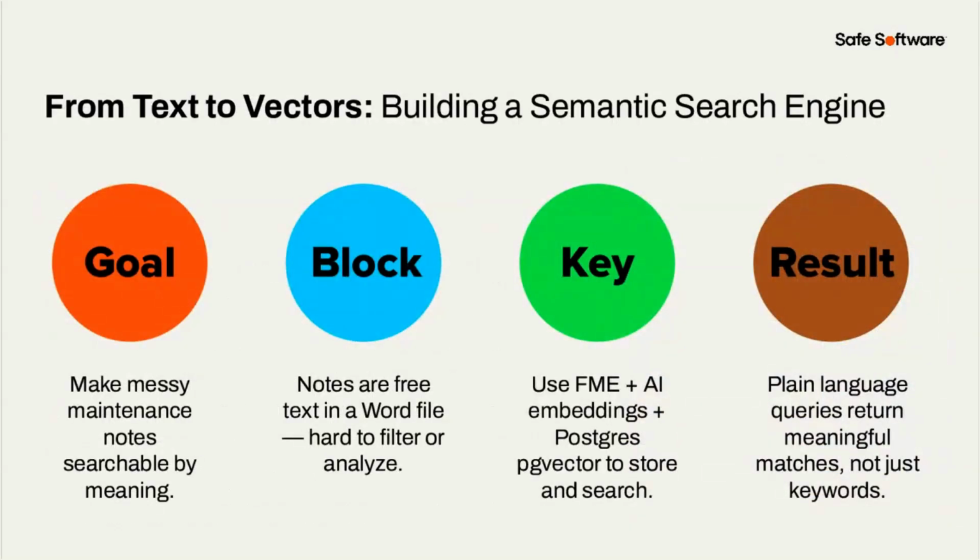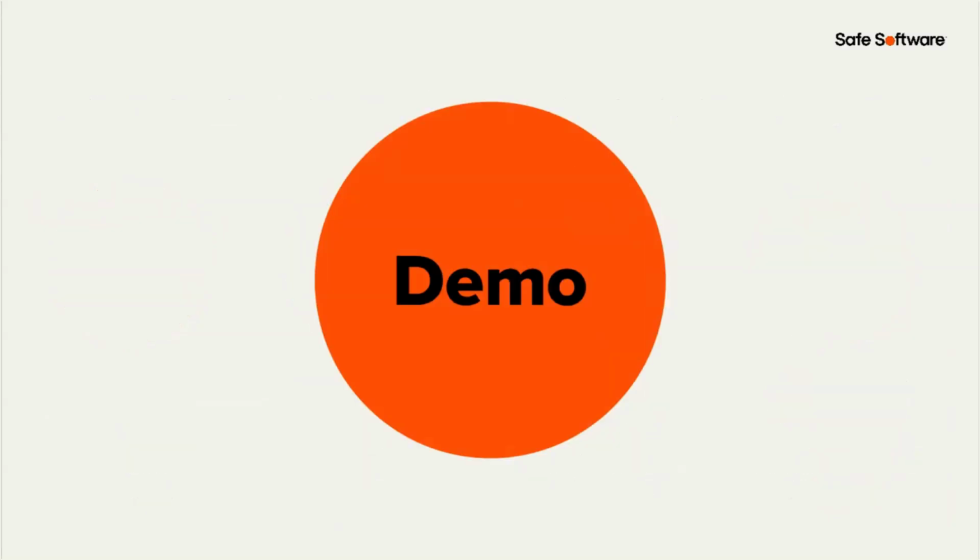So in this demo, we're going to take an unstructured Word document that has lots of free-form maintenance notes. There's tons of useful information inside, but it's hard to search or analyze beyond just a keyword search with Control F. So the goal is to make these notes searchable by meaning and not just keywords. We're going to use FME with an embedding model and a Postgres database. And in the end, you'll see how we can do simple queries on this Word document in plain language, and return a list of relevant results. So let's jump in.